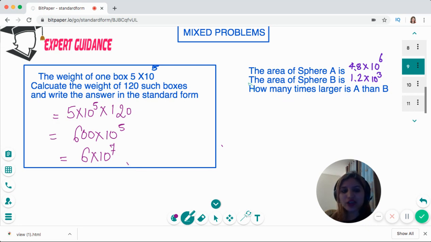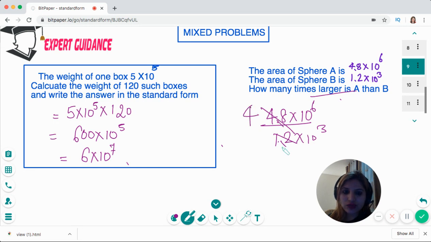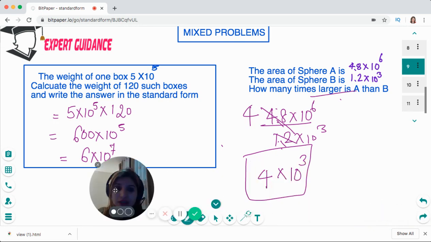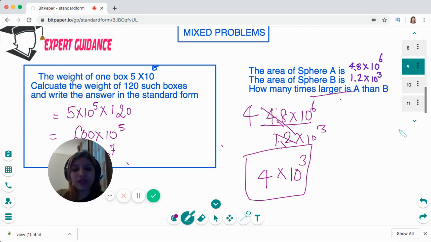Okay, let's look at another question. The area of sphere A is 4.8 times 10 power 6 and B is 1.2 times 10 power 3. How many times larger is A than B? So in this case, we will divide the two numbers. Now, for the whole numbers, we will divide as numbers. So 48 divided by 12 is 4. The decimal gets cancelled. And 10 to the power 6 over 10 to the power 3 is 6 minus 3, which is 3. So sphere A is 4 times 10 to the power 3. That is 4,000 times larger than the sphere B.